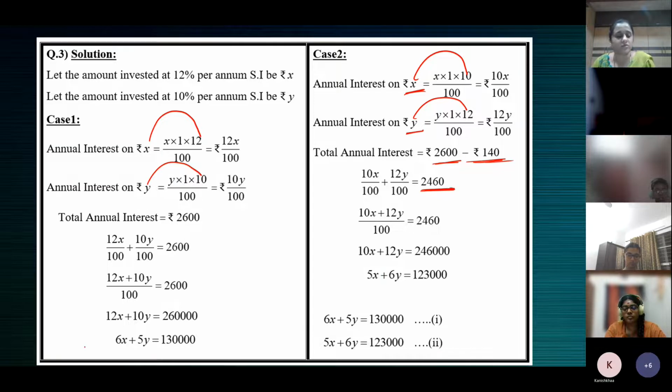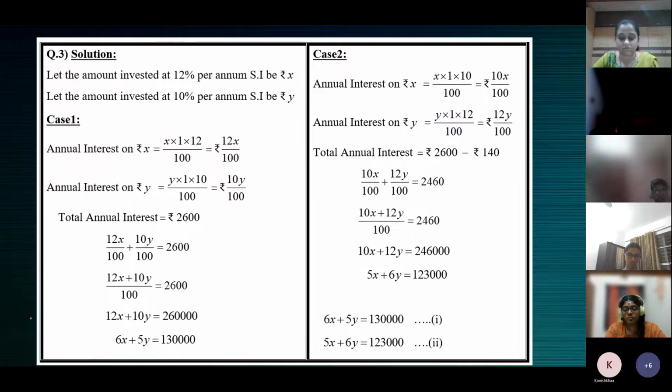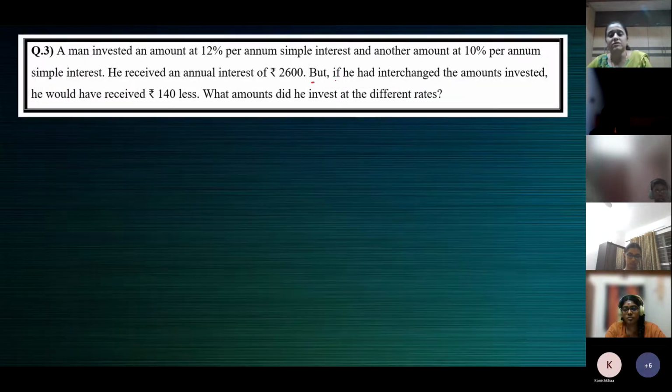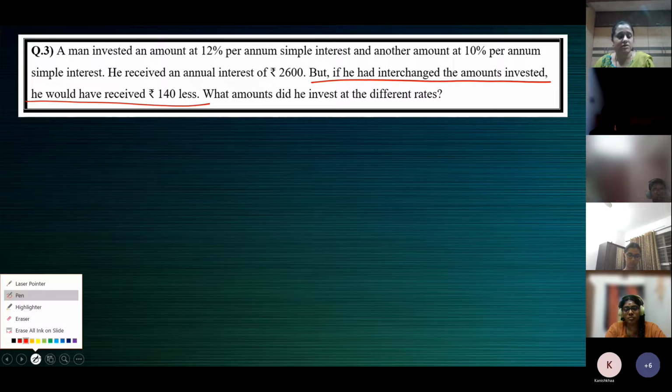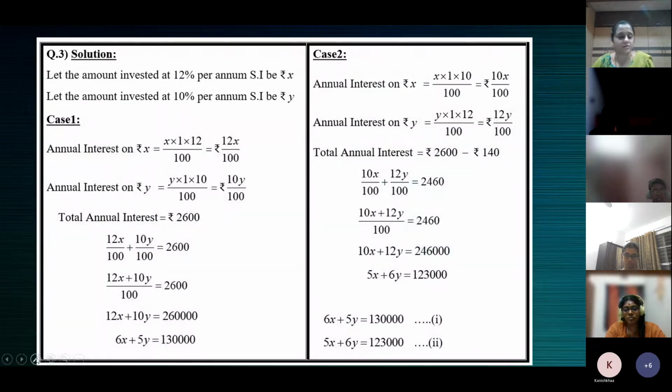If the rates were exchanged, that is, if you had interchanged the amounts invested, he would have received 140 less. So X at 10%, and here X was at 12%. He's interchanged. So X at 10%. Here Y at 10%. Here Y at 12%. So find the simple interest.